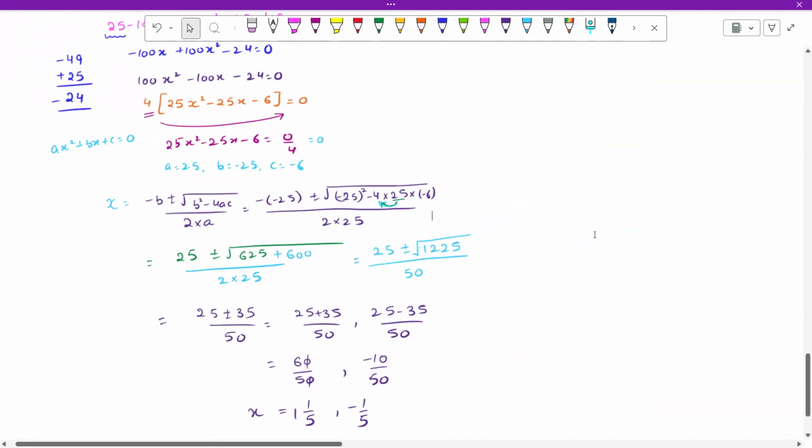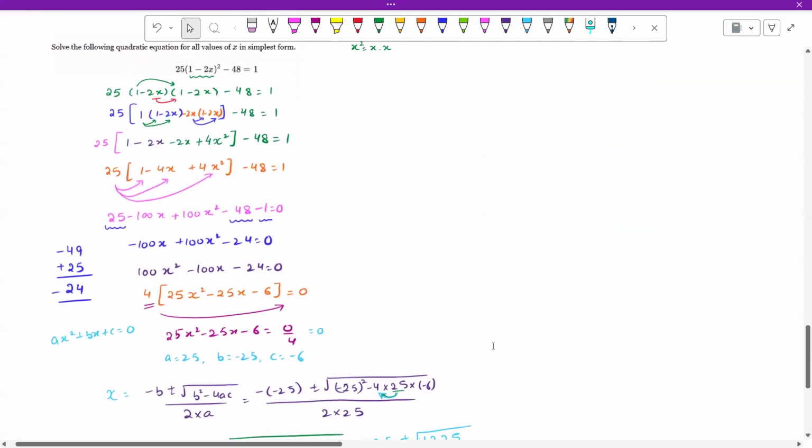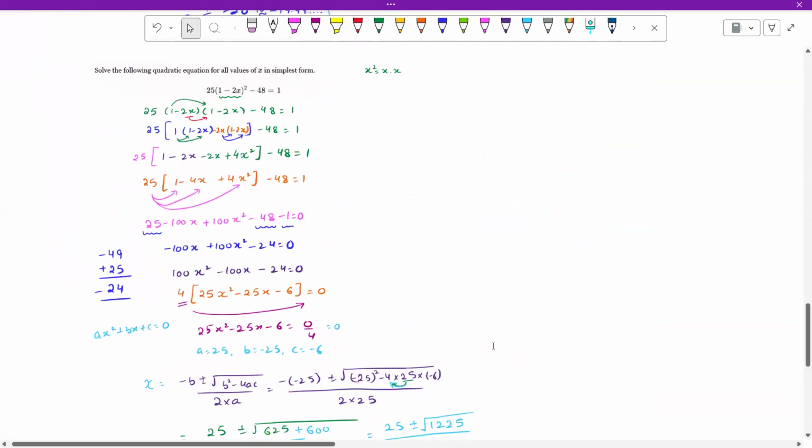This was one of the methods of solving this equation. There is another one. We will be discussing that also. Just check this out. Any question in any part?